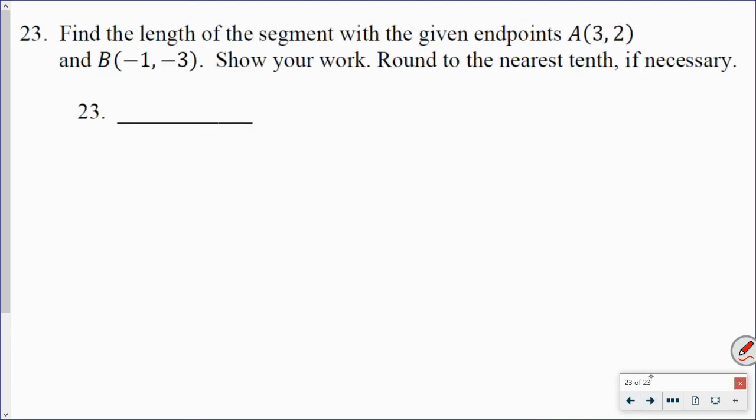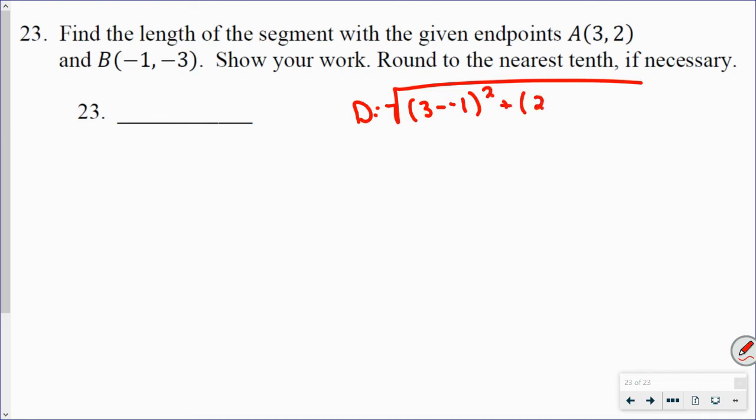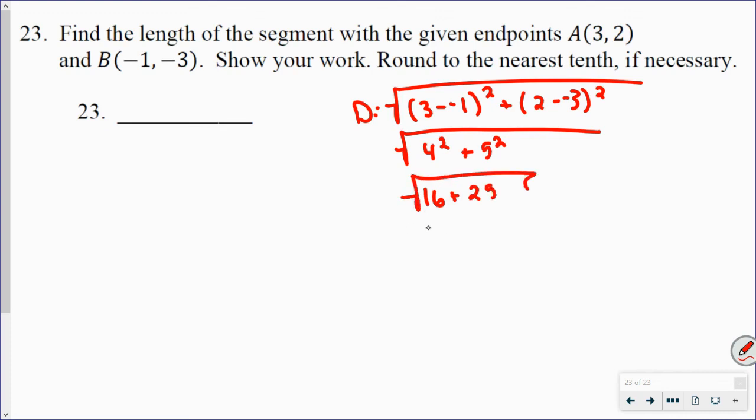Okay, and our last problem here, find the length of the segment with given endpoints A and B. Show your work, round to the nearest tenth if necessary. So we want the length, we want the distance. So again, you can use the distance formula. Distance equals the square root of 3 minus negative 1 squared plus 2 minus negative 3 squared. So this is the square root of 3 minus negative 1. That's plus, so that's 4 squared, plus this would be 5 squared. So 4 squared is 16 plus 25, and the square root of that. So 16 plus 25 is 41.